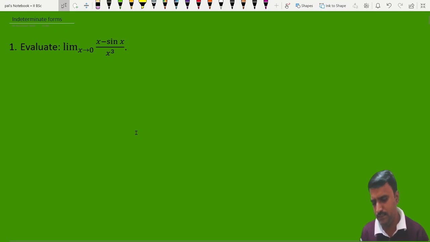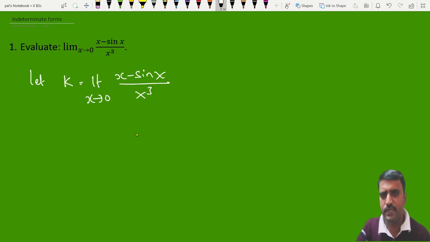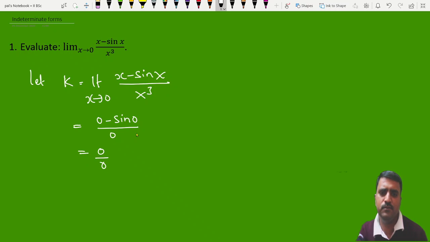To evaluate this limit, let k be equal to limit x tends to 0 of x minus sin x by x cube. When you apply x is 0 here, 0 minus sin 0 by 0, which is 0/0, indeterminate. So if it is indeterminate, then you apply the L'Hospital rule.